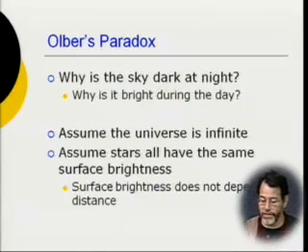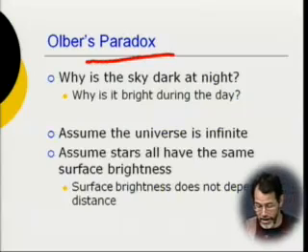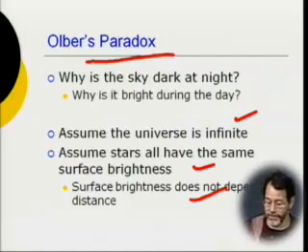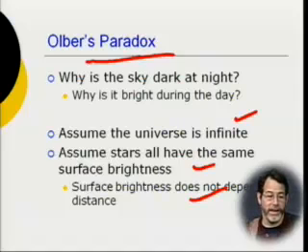So the Olbers paradox of the sky, why isn't the sky dark at night, assumes the universe is infinite. It assumes that all stars have the same surface brightness, and the surface brightness does not depend on distance.